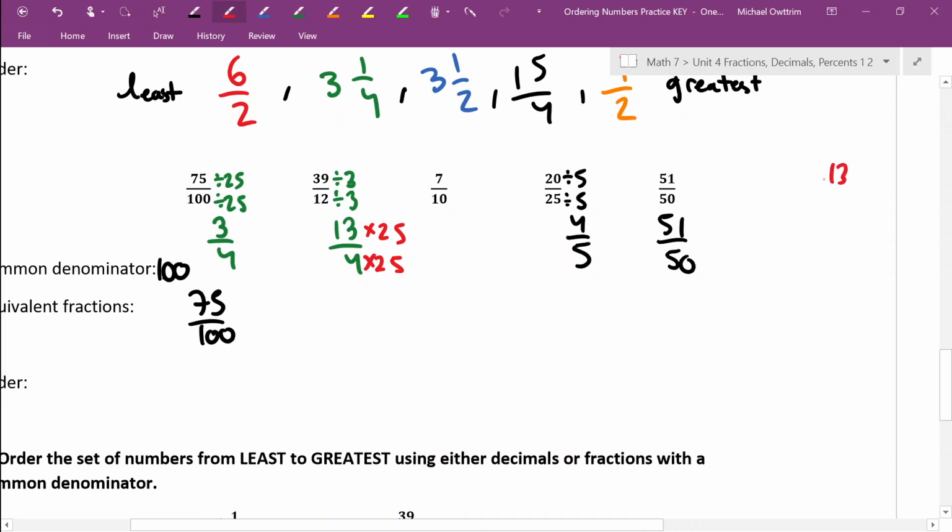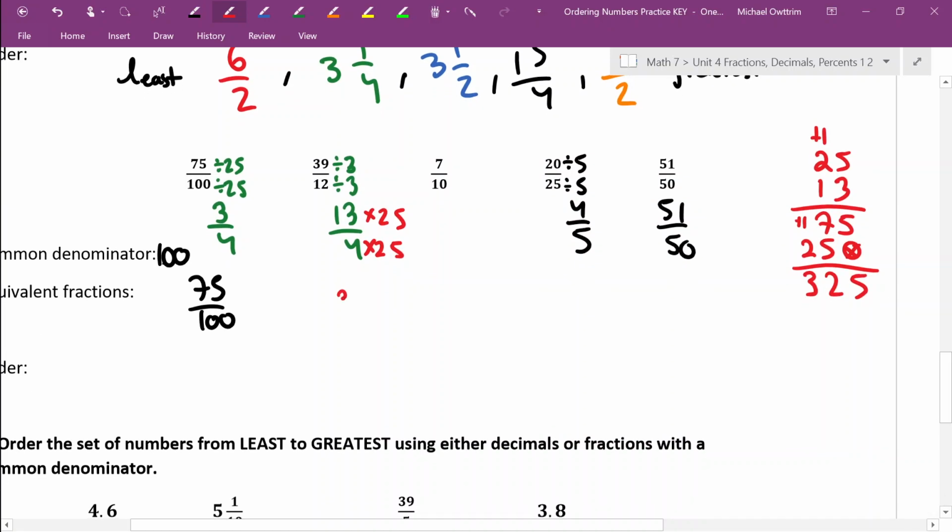Again, don't be afraid to long multiply. I'm actually going to do 25 times 13. 3 times 5 is 15. 3 times 2 is 6, plus 1 is 7. Placeholder 0. 1 times 5, 1 times 2. That gives me 325 out of 100.